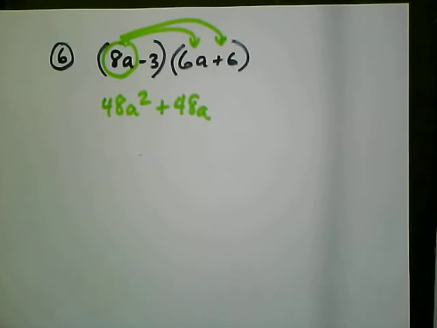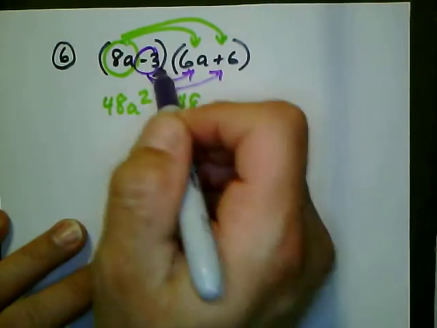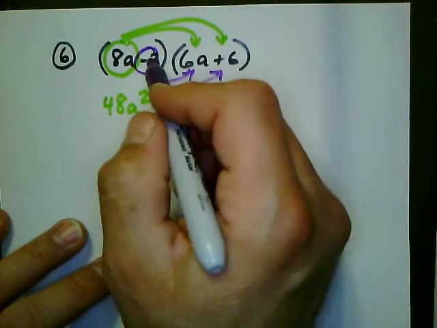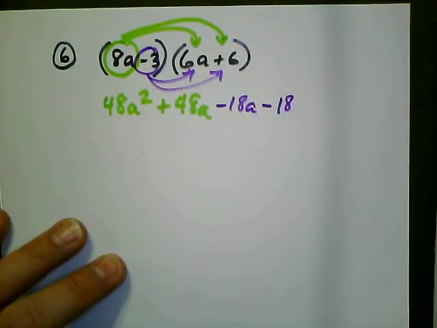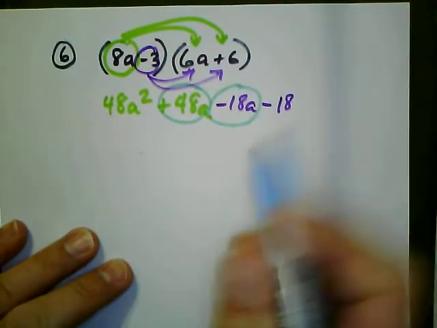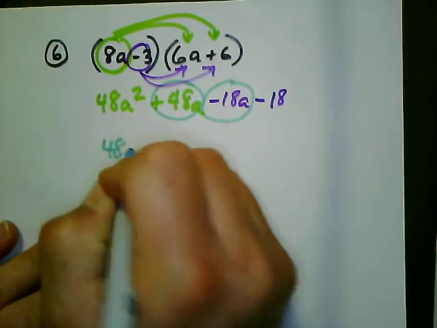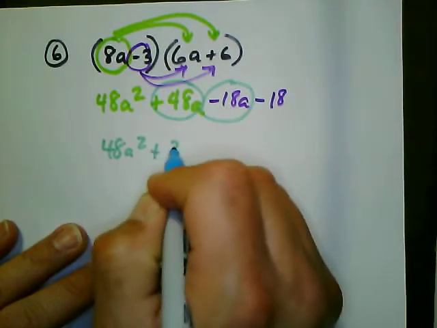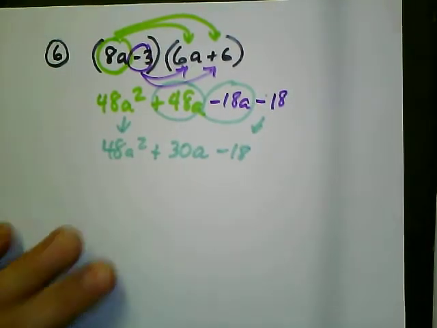We are going to look at the next term and multiply it by both. Negative 3 times 6, negative 18, no a, 1a. Negative 3 times 6, negative 18, no a. I'm going to combine like terms. Hit those guys in the center because that has an a, that has an a, that makes them like terms. 48a squared. 48 and minus 8 would be 30a. And bring down that 18.